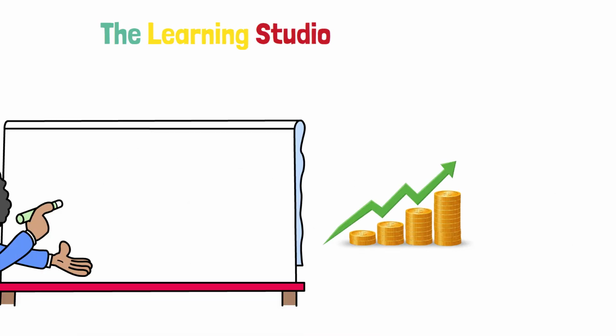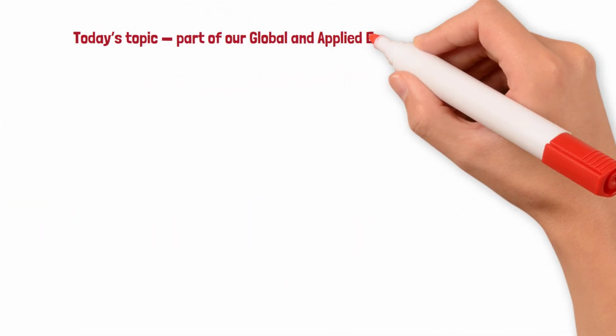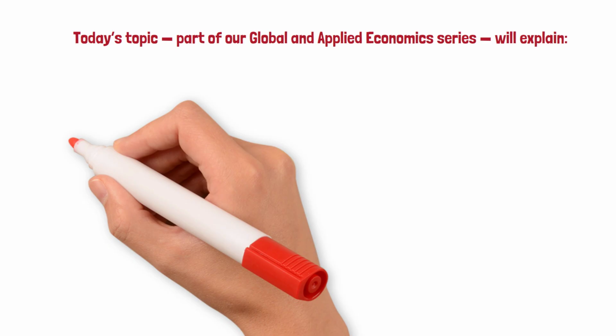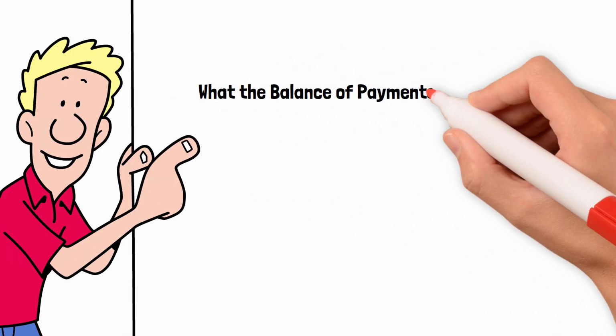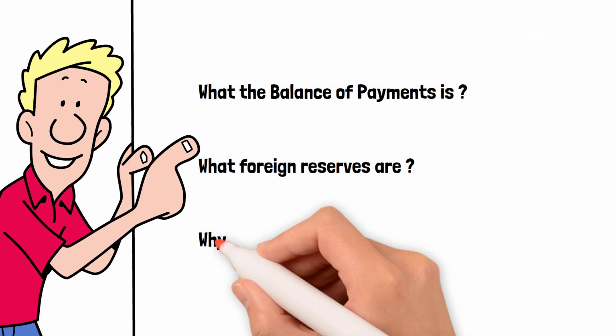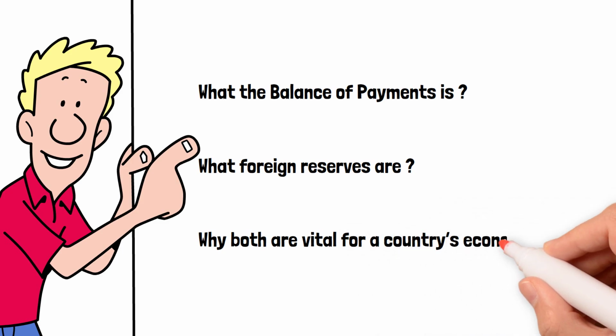Today's topic, part of our Global and Applied Economics series, will explain what the balance of payments is, what foreign reserves are, and why both are vital for a country's economic stability.